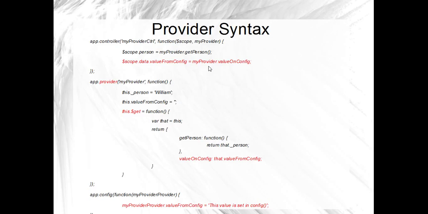So finally, when you try to use these two members, here you are actually setting for the person scope context the call using myProvider.getPerson, which would be the value corresponding to this. And similarly, when you are trying to use valueFromConfig within the scope context, when you are actually trying to access myProvider.valueOnConfig, this would be nothing but the final value which is actually being set here in app.config section. So this is how you could actually create and register services using different approaches.